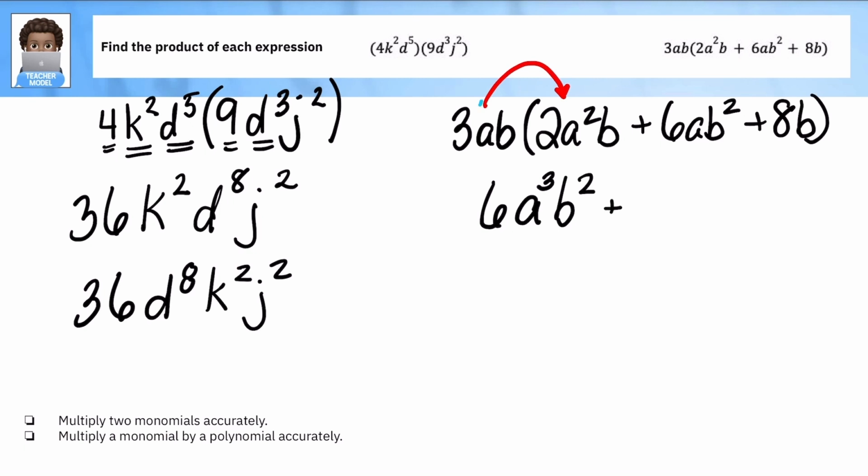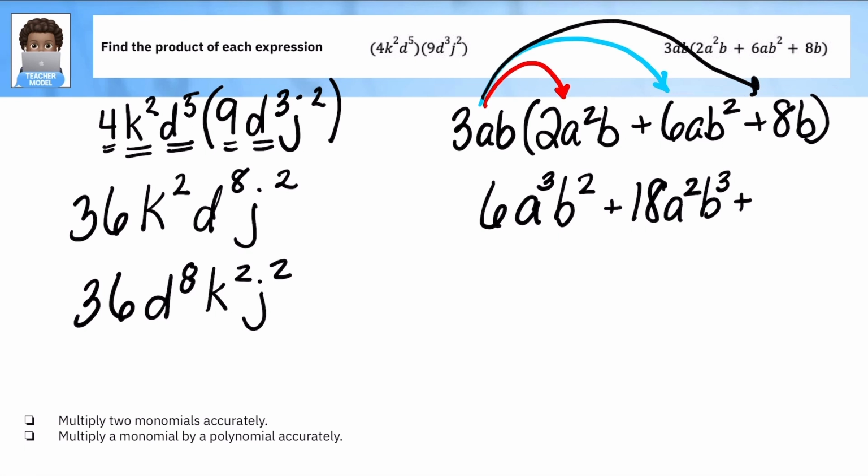Okay, let's go to the next term. Same thing, 3 times 6 is 18. A squared, b third. And let's do our third term. 3 times 8 is 24. There are no other a's, but there's a b squared.